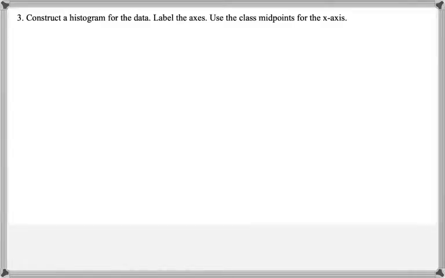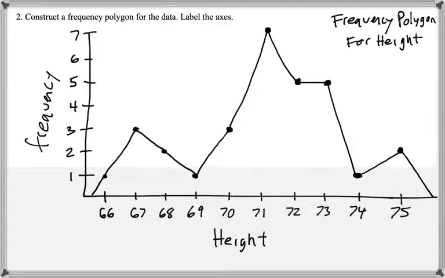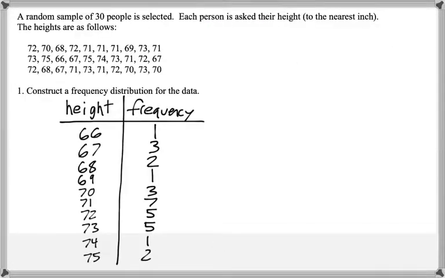Number 3 says construct a histogram for the data, label the axes, use the class midpoints for the x-axis. And then number 4 says construct a histogram for the data, label the axes, and use the class boundaries for the x-axis. So we are still using the same frequency distribution from number 1.